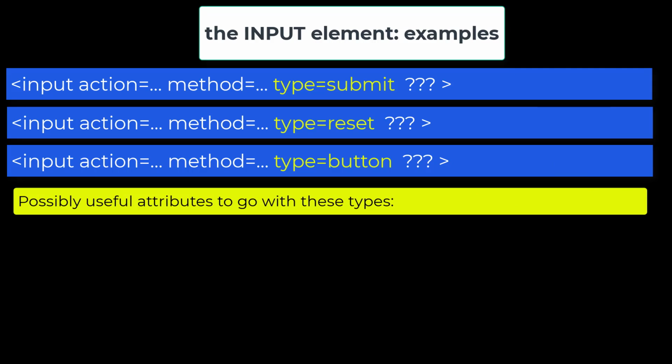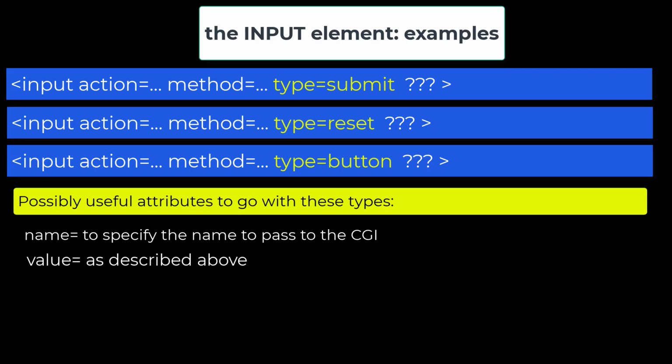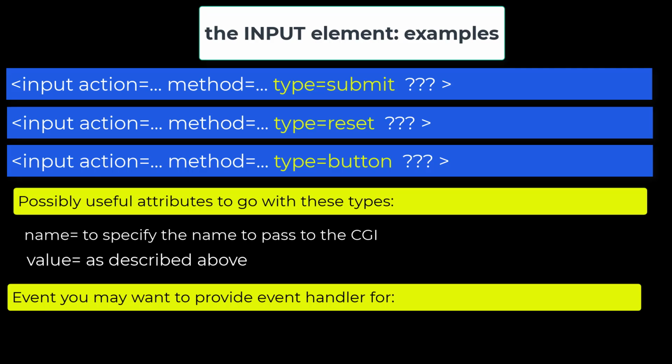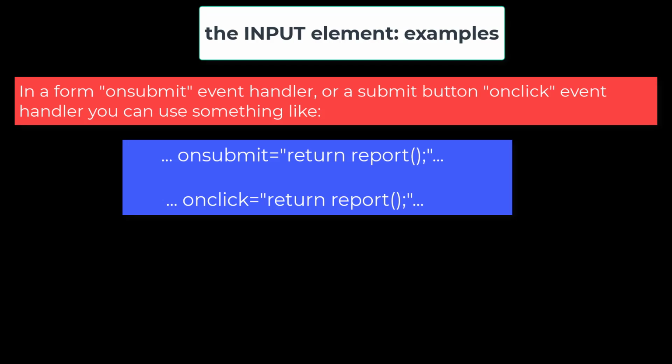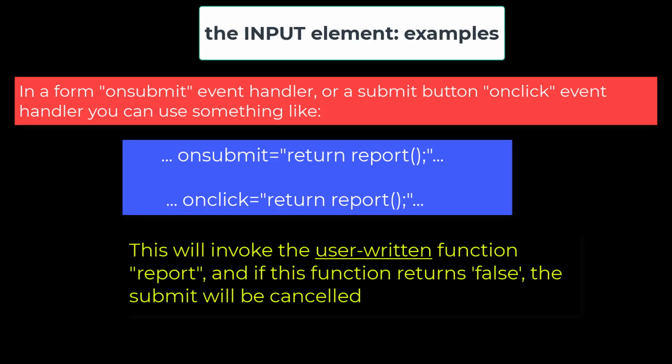Some useful attributes: use name equals to specify the name passed to the CGI, and value equals as described above with the text. An event you may want to provide a handler for, for any of these, is click. Note that in a form onsubmit event handler or a submit button onclick event handler, you can use something like onsubmit or onclick equals "return report()". This will invoke the user-written function report, and if this function returns false, the submit will be canceled.